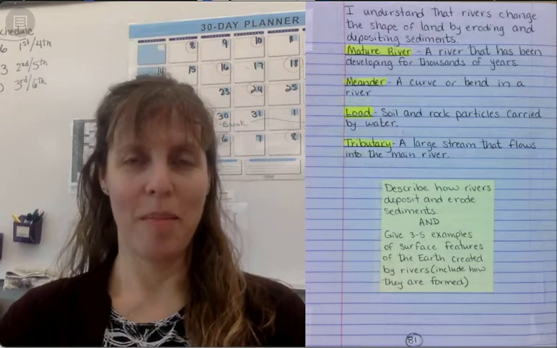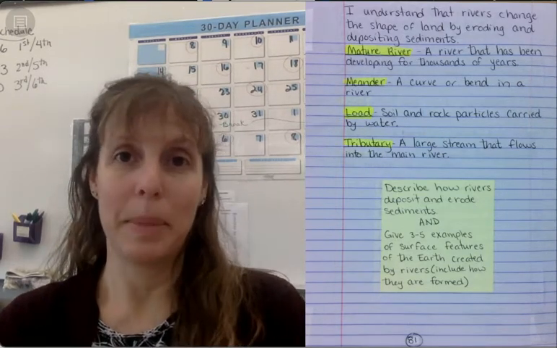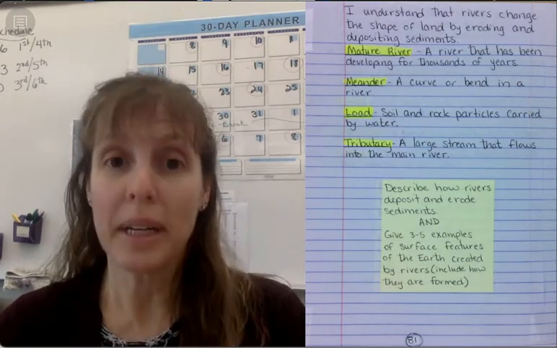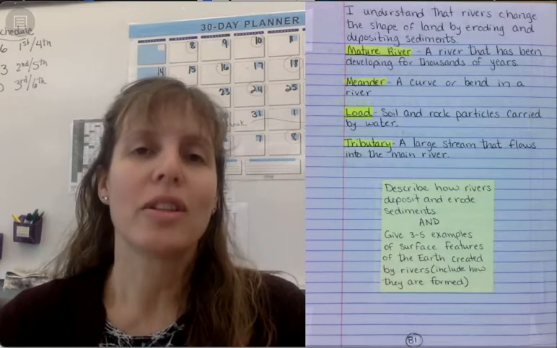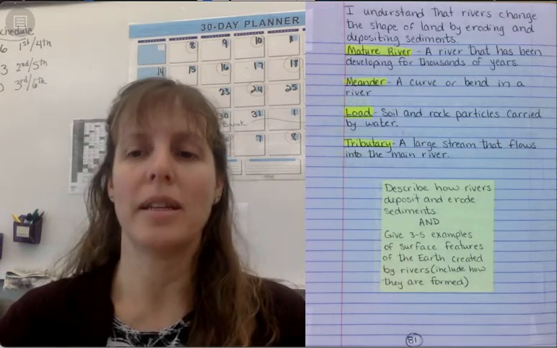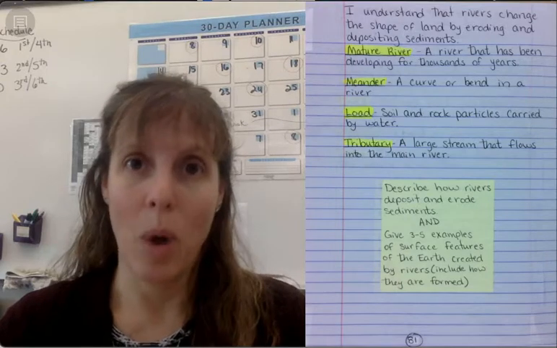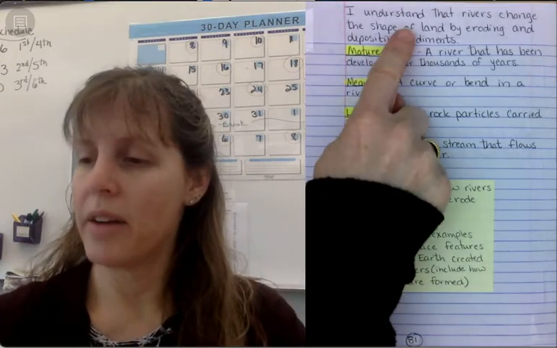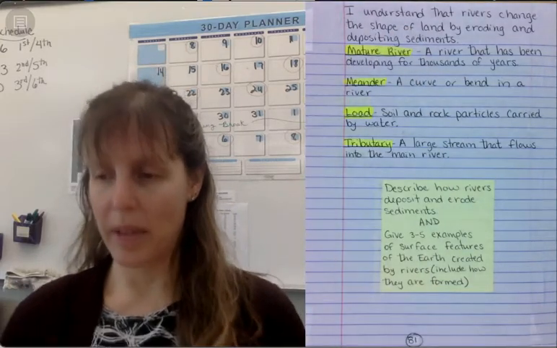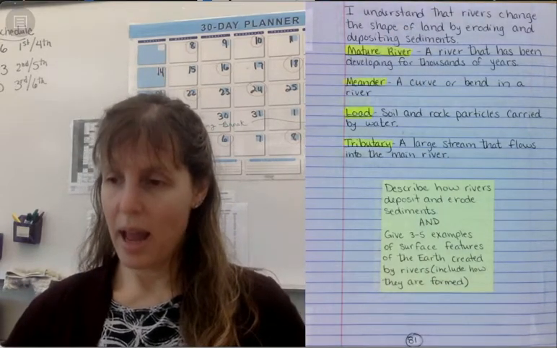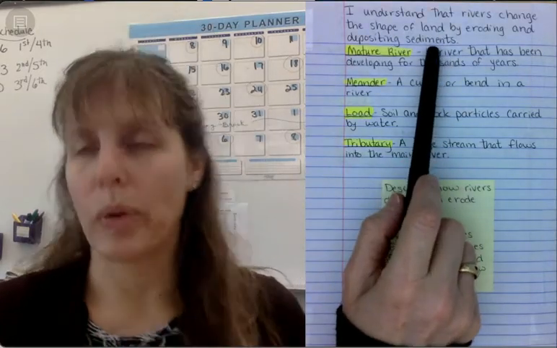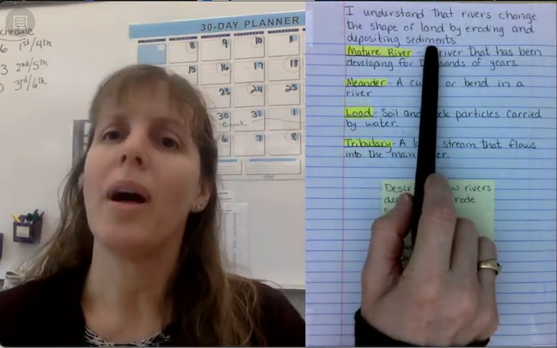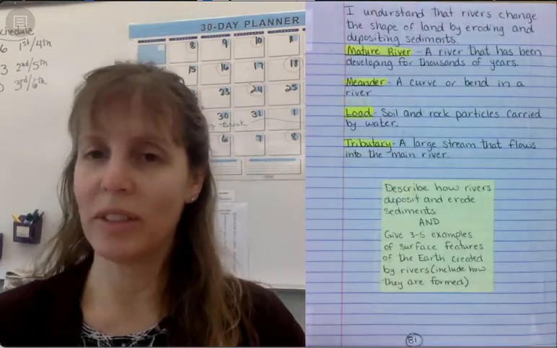We've been talking about erosion and deposition and weathering and the forces that change the shape of the earth. And today we're going to talk a little bit more about water. So, our learning target today is: I understand that rivers change the shape of the land by eroding and depositing sediments. What's a sediment, you say? A sediment, remember, we just visited that in our notebook.